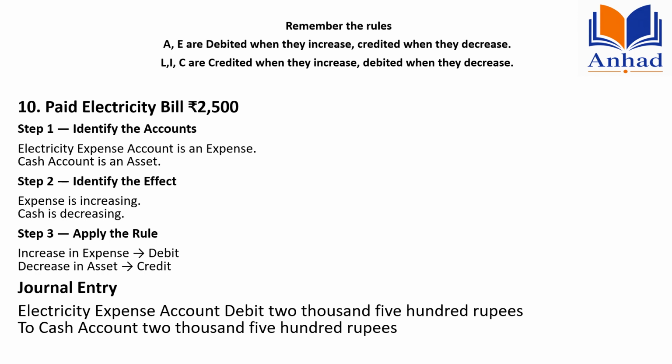Step 3. Apply the rule. An increase in an expense is debited. A decrease in an asset is credited. Journal entry. Electricity expense account debit 2,500 rupees, to cash account 2,500 rupees.